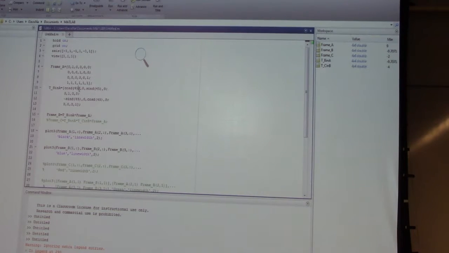It is then 1, 0, 0, cosine d of an angle, sine d, negative sine d of an angle.